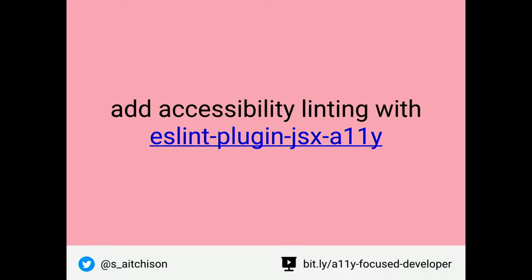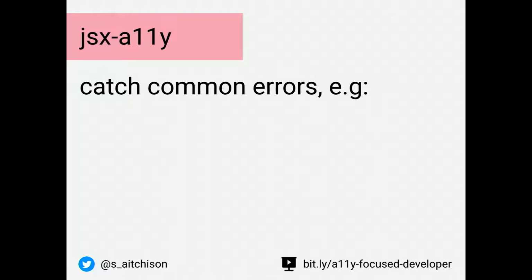So first up, linting. Chances are that nearly everyone in this room that's working on production projects is using ESLint. And there's a great plugin that you can use with that, ESLint plugin JSX A11y. It's just an NPM package that you can extend your ESLint config with, and it's going to help you catch a lot of very common errors before they make it anywhere near production.